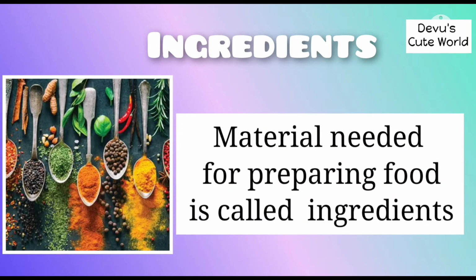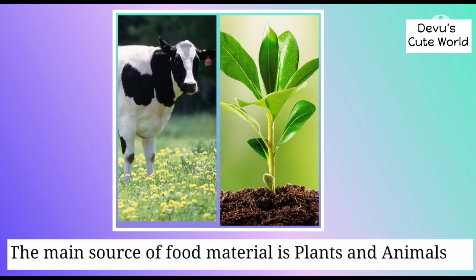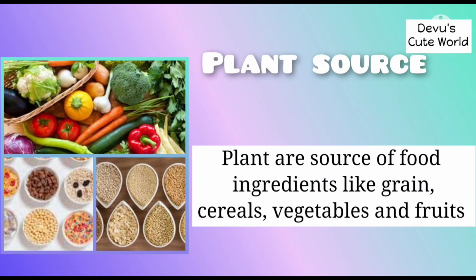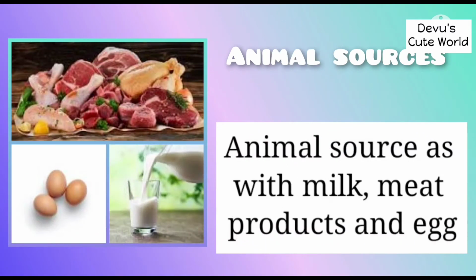Ingredients. Material needed for preparing food is called ingredients. The main source of food material is plants and animals. Plant source. Plants are a source of food ingredients like grains, cereals, vegetables and fruits. Animal source. Animal sources are milk, meat products and eggs.